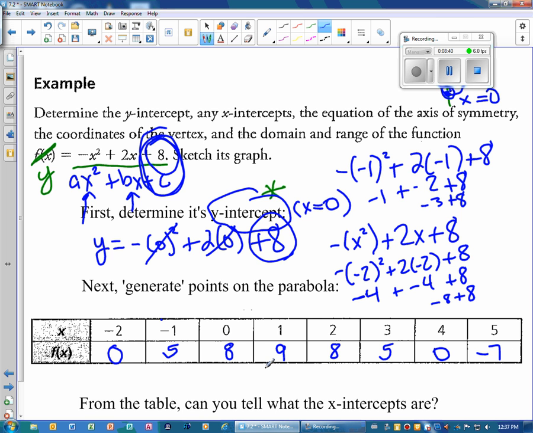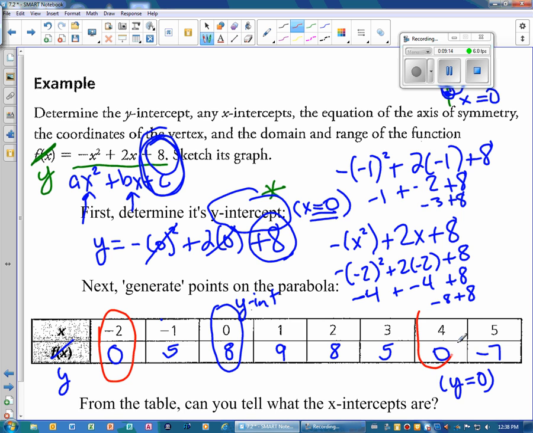All right. So it says from the table, can you tell where the x-intercepts are? Well, remember when we were doing the y-intercept, x was 0. So if we're finding the x-intercept, we're looking where y is 0. Remember that f of x is the same as y. So here was my y-intercept. When you're crossing the y-axis, x is 0. But when you're crossing the x-axis, y is 0. So here and here are my x-intercepts.